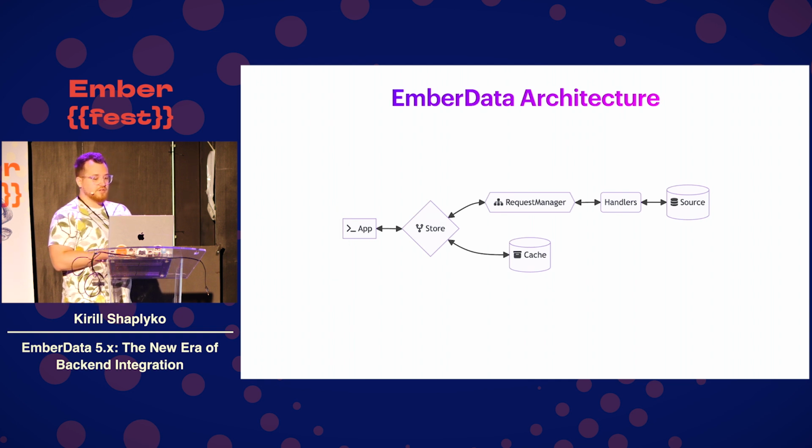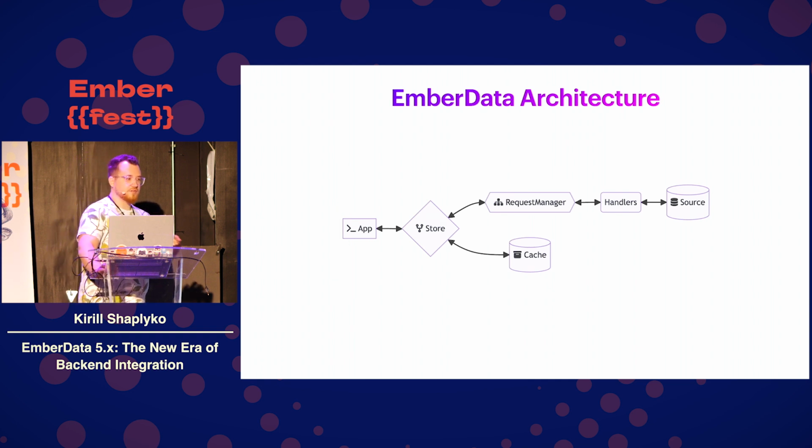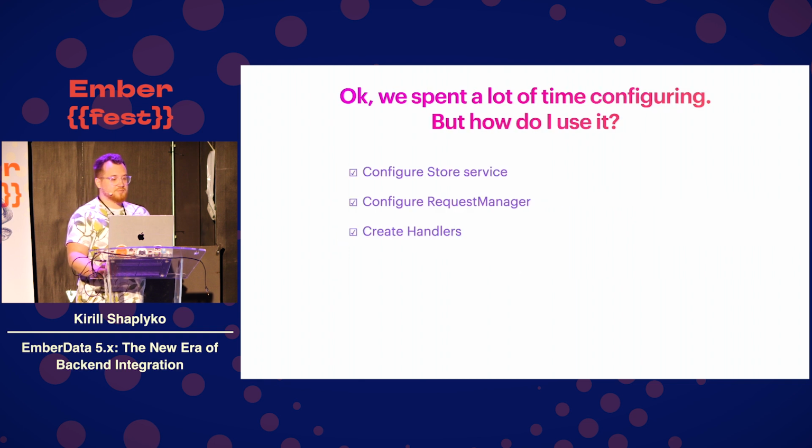So let's go back to the general architecture. We take a look at each of the points here. We configured our EmberData for specific needs of our project. We spend a lot of time configuring, right? How do we use it? We configured everything. So to use it, we need to customize request builders and make a request.